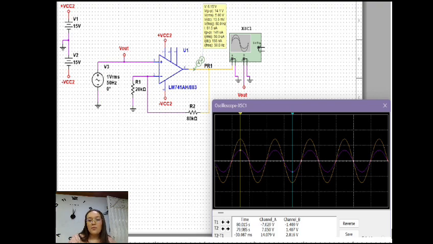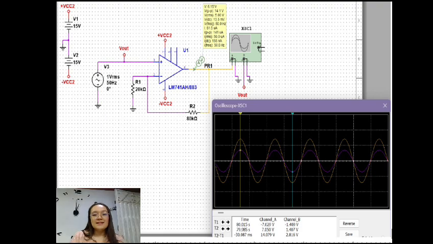Power supply: connect the power supply terminals to the amplifier. Check the signal at the amplified output. The amplitude of the output signal should be 5 times the amplitude of the input signal, i.e. 5V amplitude for a 1V input.